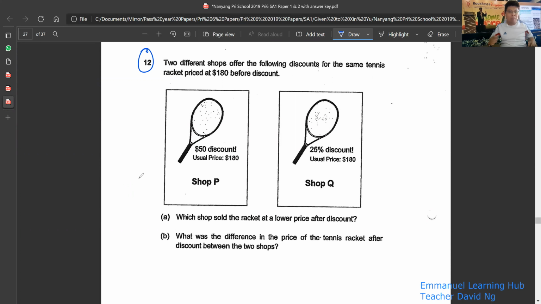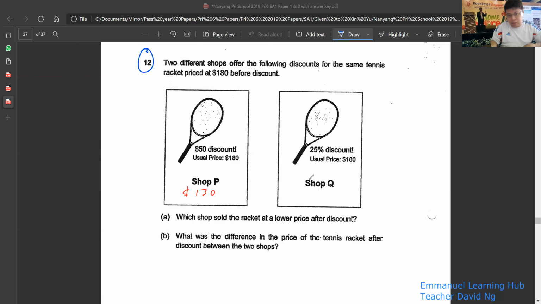Two different shops offer the following discounts for the same tennis racket. $180 before discount. Which shop sold the racket at a lower price after discount? So shop P after discount, $50 discount, right? So shop P is 130. Shop Q after discount. Shop P is just 180 minus $50.